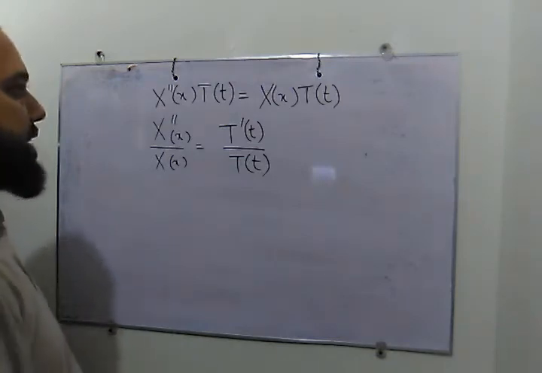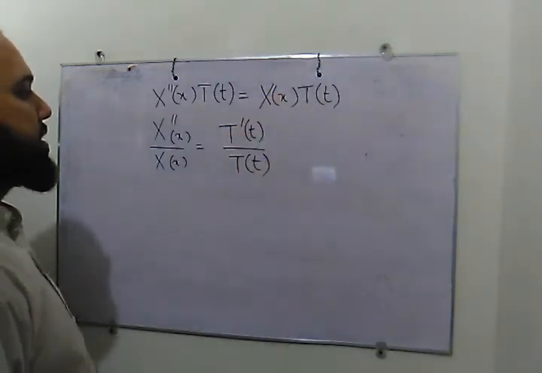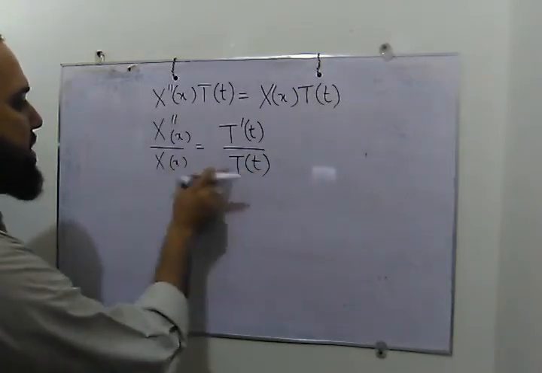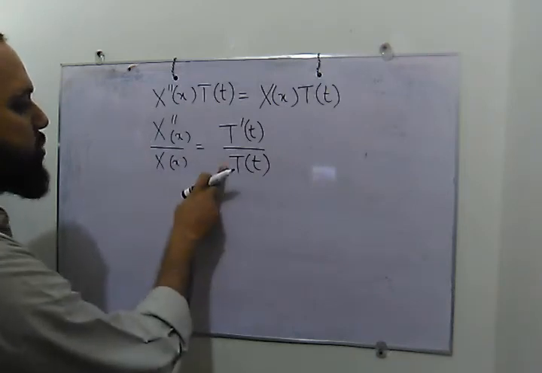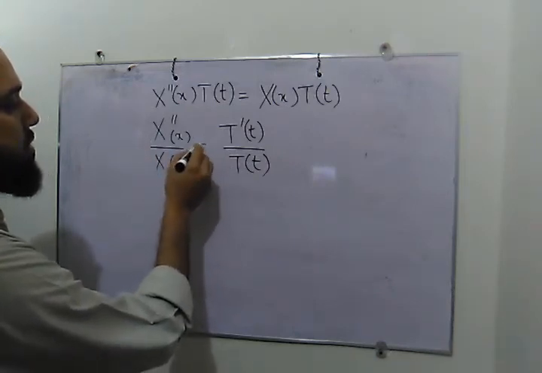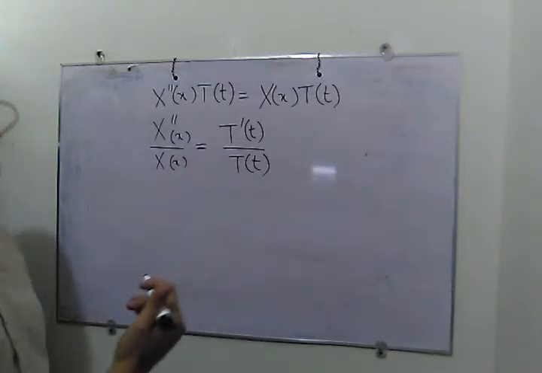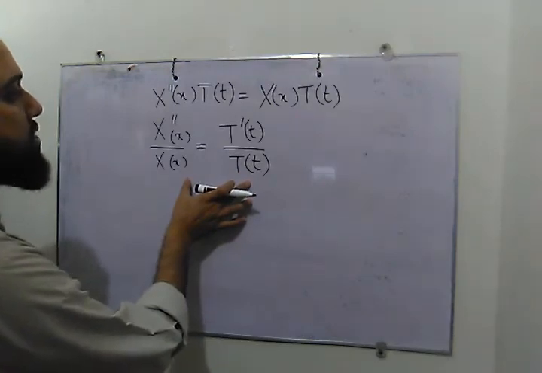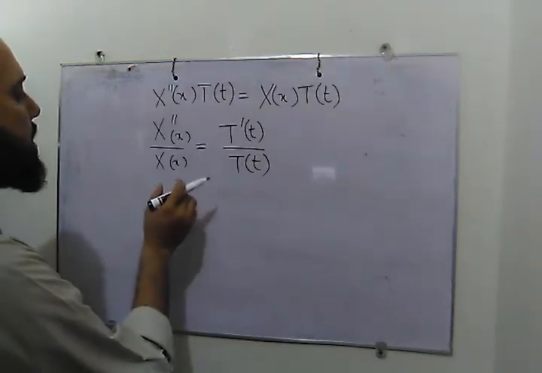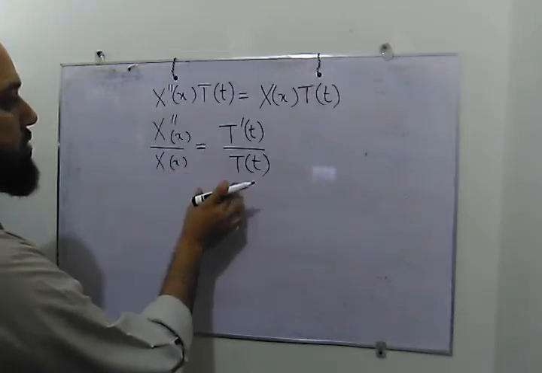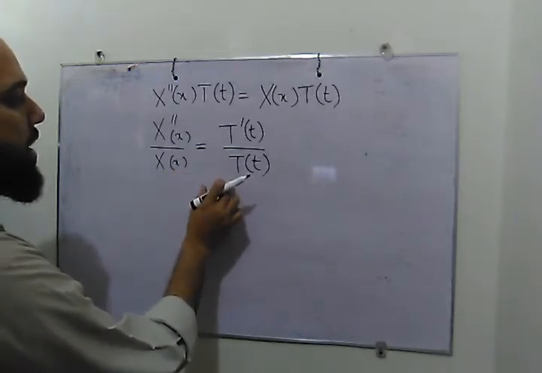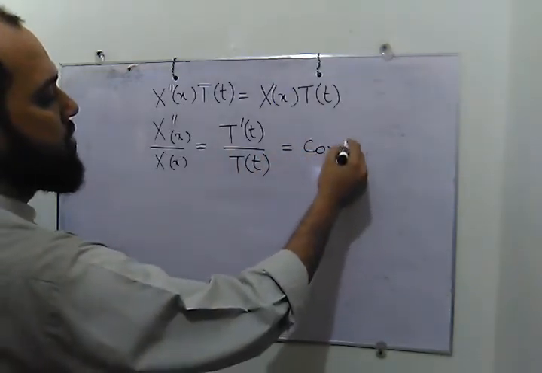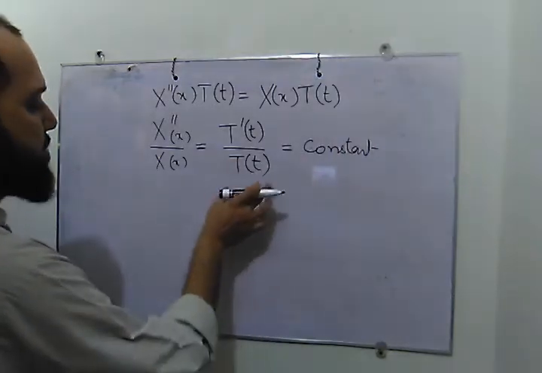Now we have assumed that X and T are independent of each other, but we are looking at a situation where a ratio of X equals a ratio of T, with an equal sign between them. So we have to justify this. How can we justify it? We can say that the two independent ratios are equal to each other if and only if they are equal to some constant. They have to be equal to some constant, and only then can they be equal to each other.